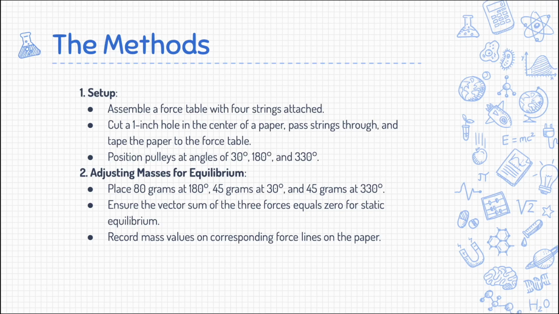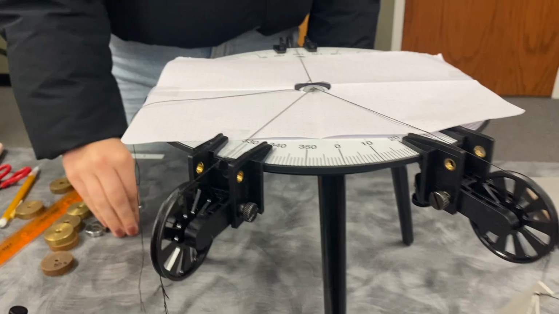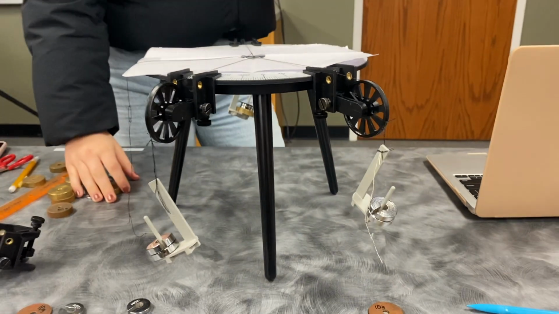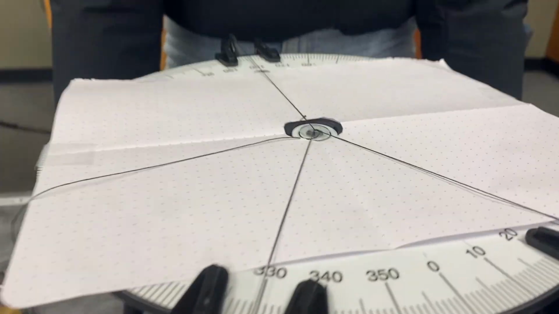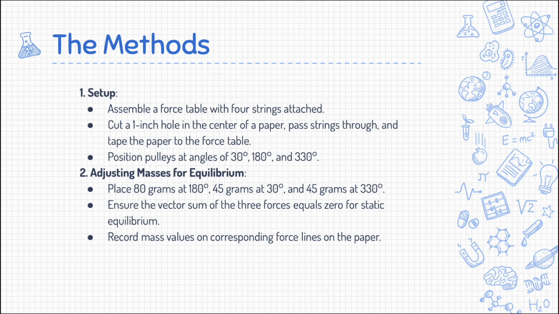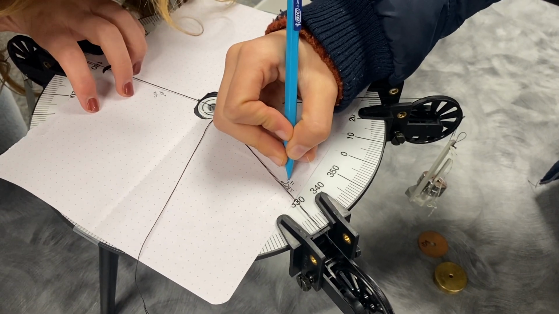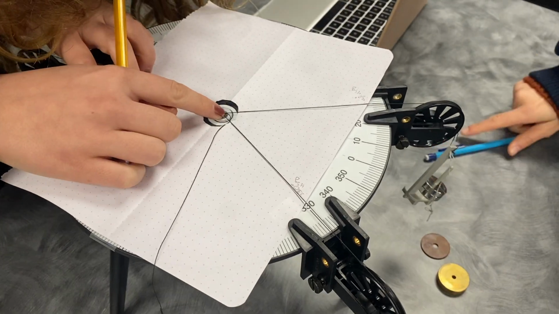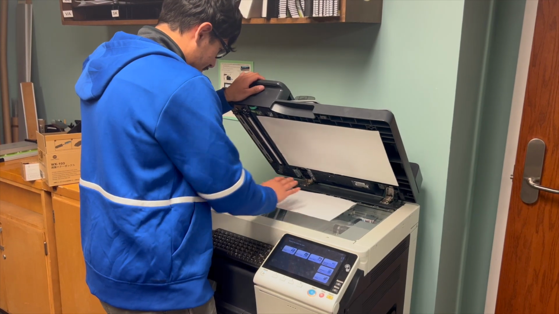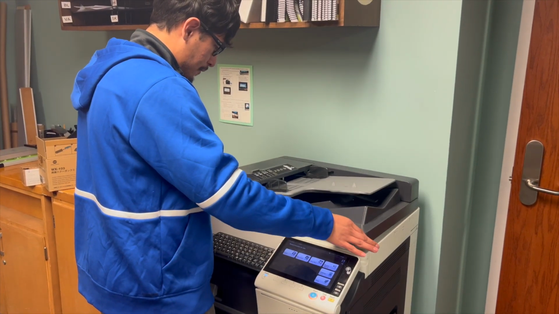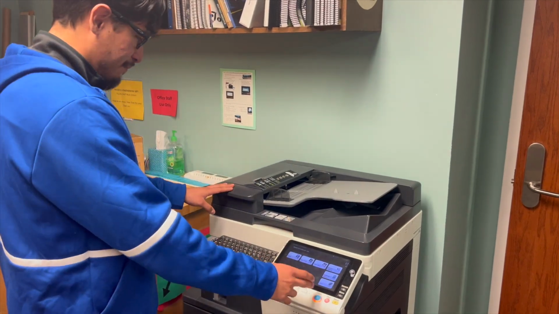Next, we adjusted the masses on the force table to achieve equilibrium. We put 80 grams on 180 degrees, 45 grams on 30 degrees, and 45 grams on 330 degrees, so that the vector sum of the 3 forces amounted to 0, indicating a state of static equilibrium. We recorded these mass values to their corresponding force lines drawn on the white paper. Then, we removed the paper from the force table and produced copies for each lab partner.